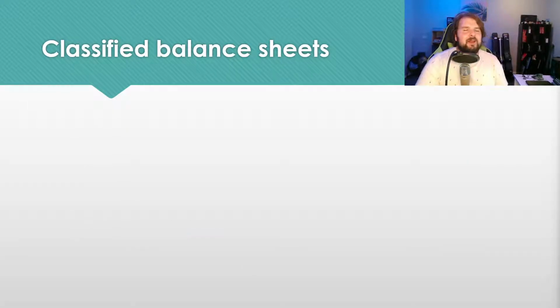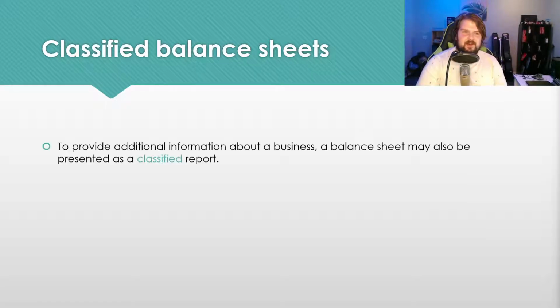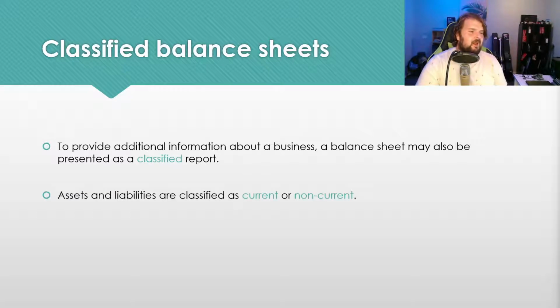But that balance sheet didn't give us a lot of information. We can be more specific about it, and this leads us to classified balance sheets. Okay? And when we look at assets and liabilities, we classify them as current and non-current. Basically, what that means is that we're splitting things into short and long term. But I'll go into greater detail in that in a moment.